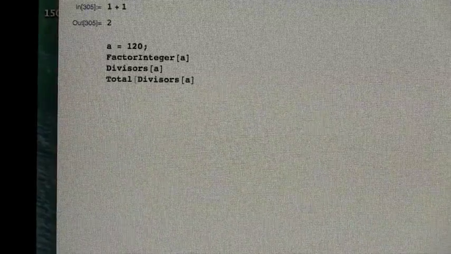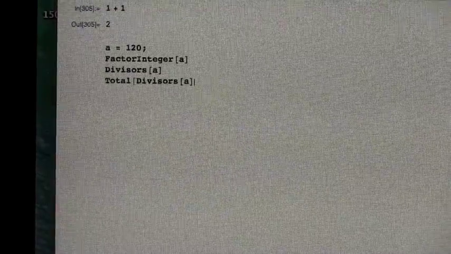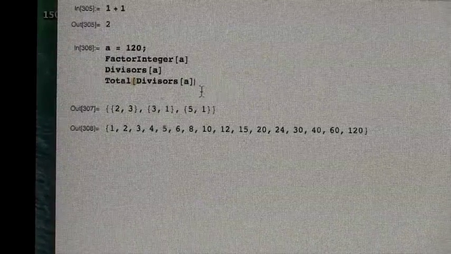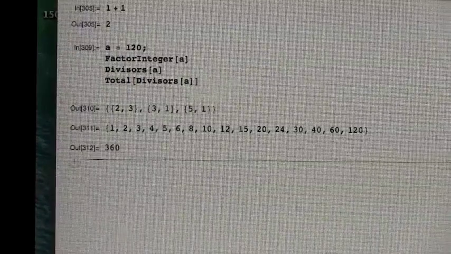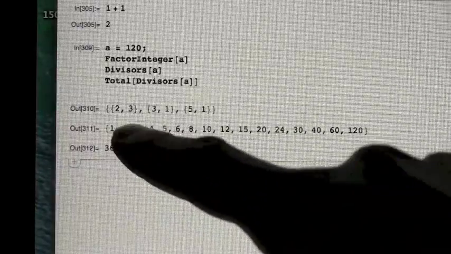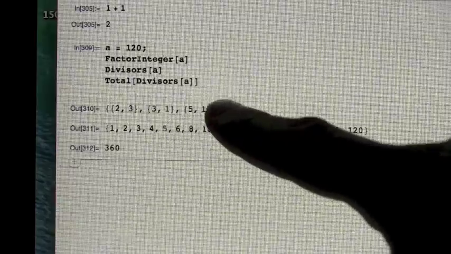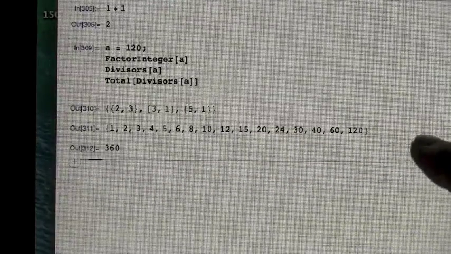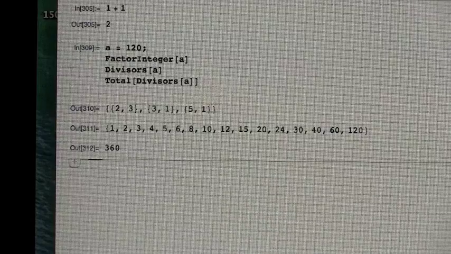Okay, so let's take a look at 120. We'll just go to Mathematica here. Factor integer tells me it's 2 cubed times 3 to the 1 times 5 to the 1. And it says here are all the divisors of 120, and they add up to 360.